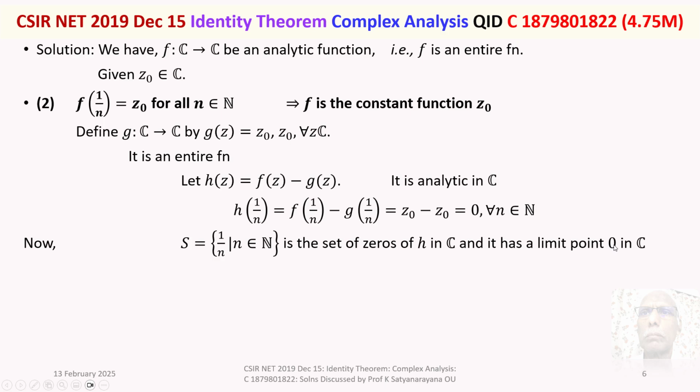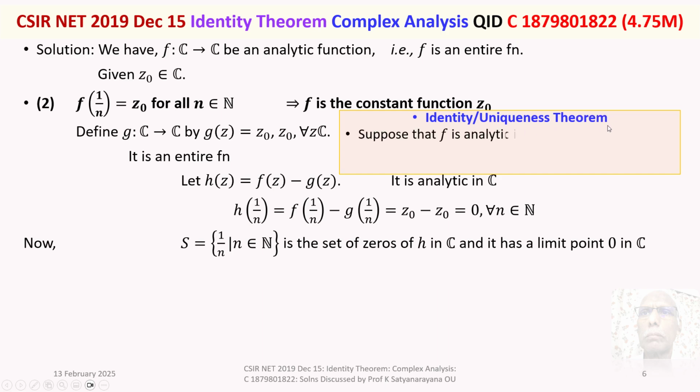Limit point of 0 in C means every neighborhood of 0 contains infinitely many points of S other than 0. Agreed. 0 is a limit point in C. Agreed. And let's now recall the famous identity theorem or uniqueness theorem.